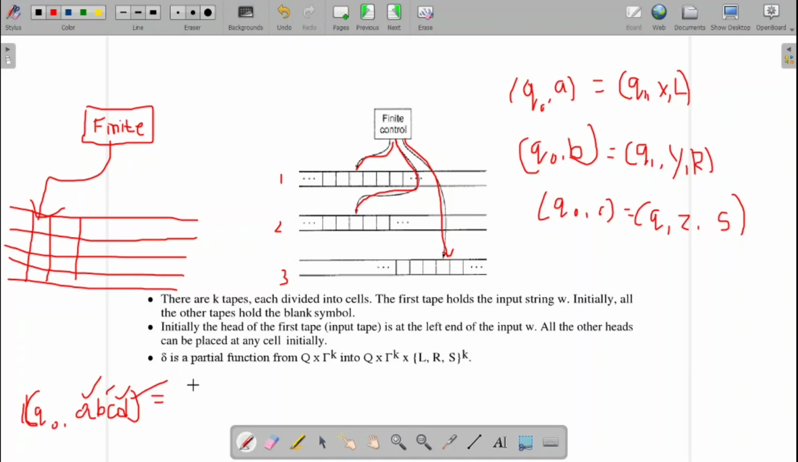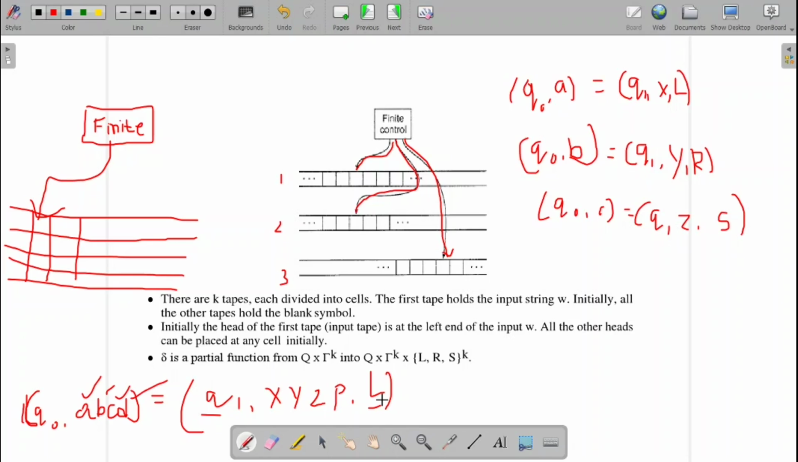Now you can write it as Q1, A I will replace with X, B with Y, C with Z, and D I will replace with P, but I will have the left movement. So only one movement is allowed, left or right. Track-wise, I can't have separate movements. But for the multi-tape Turing machine, for each tape I can have a different movement, whereas for the multi-track Turing machine it is not so. We have to have a common movement. Fine. That is the main variation between the multi-tape and the multi-track Turing machine.